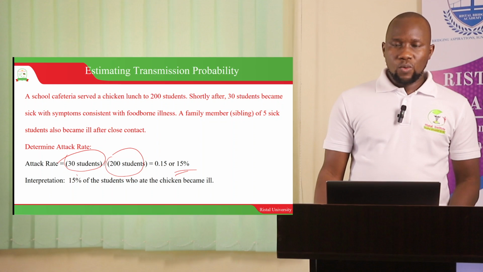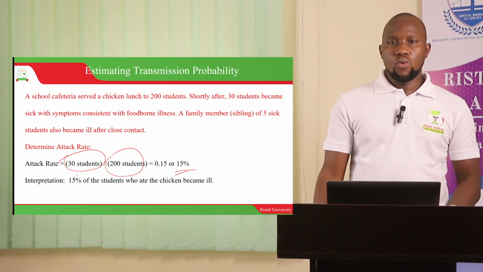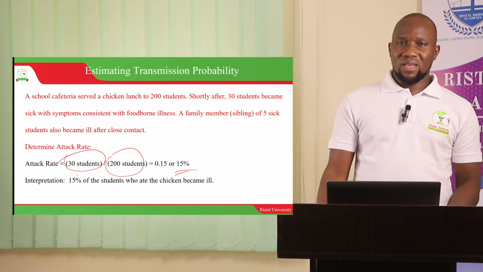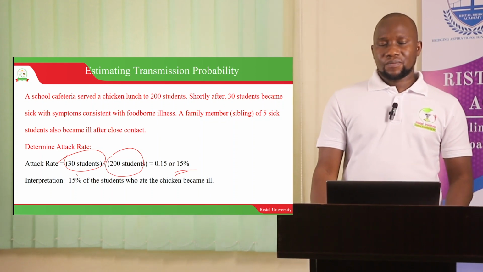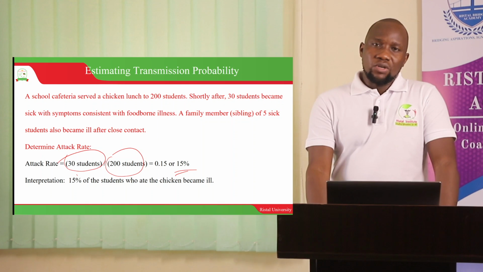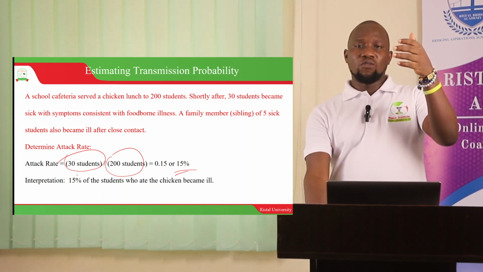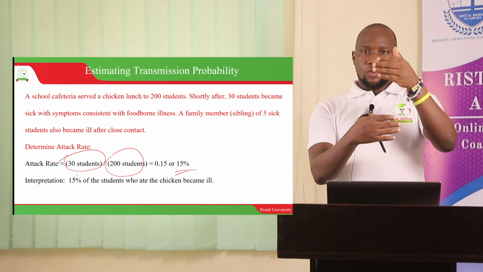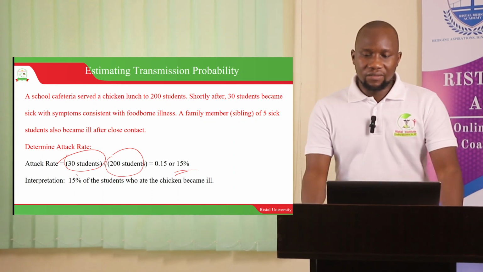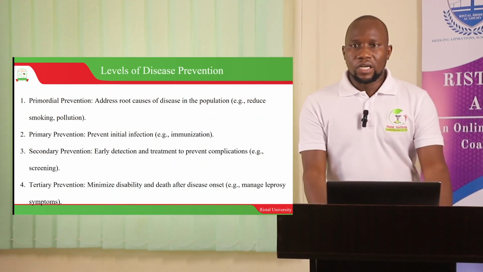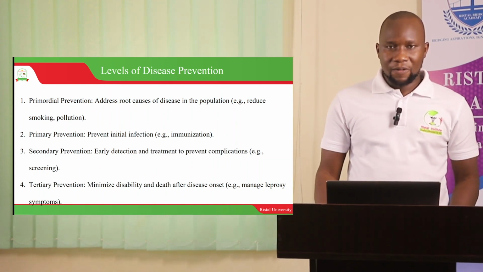Okay, we can determine the secondary attack rate if we look at how many of the family members of those students who got the foodborne illness, those that got the illness later on, out of all those that got exposed, gives us the secondary attack rate. So prevention is usually very important in public health, and we have talked about the different levels at length.